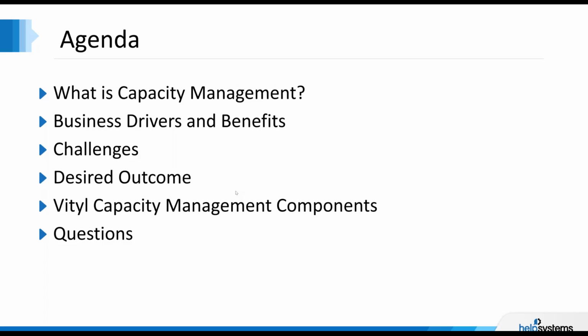Today's agenda will be covering what is capacity management, going over some basic concepts and definitions, then talking about the business drivers and benefits of why you would want to implement this process and product. Then we'll talk about the challenges and the desired outcome, and then we'll go over a high-level introduction of our product and the components there, and have some time for questions at the end. So with that, I'll pass it over to Per. Per, how you doing? Go ahead.